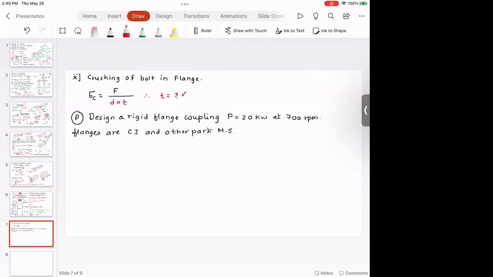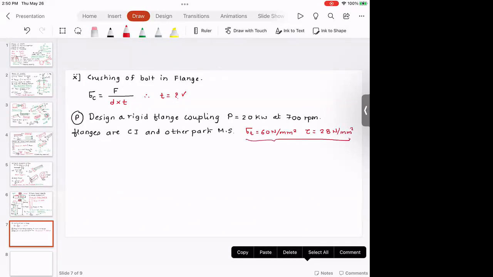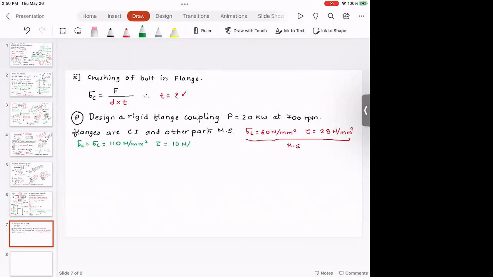So sigma T is equal to 60 Newton per millimeter square, tau 28 Newton per millimeter square for mild steel, and sigma T is equal to sigma C is equal to 110 Newton per millimeter square, and tau is equal to 10 Newton per millimeter square for cast iron.